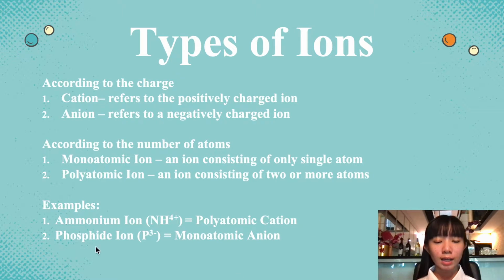Next, we have the phosphide ion. The chemical formula is P 3-, which means phosphide ion is a monoatomic ion. And phosphide has the charge of -3. So phosphide ion is a monoatomic anion.